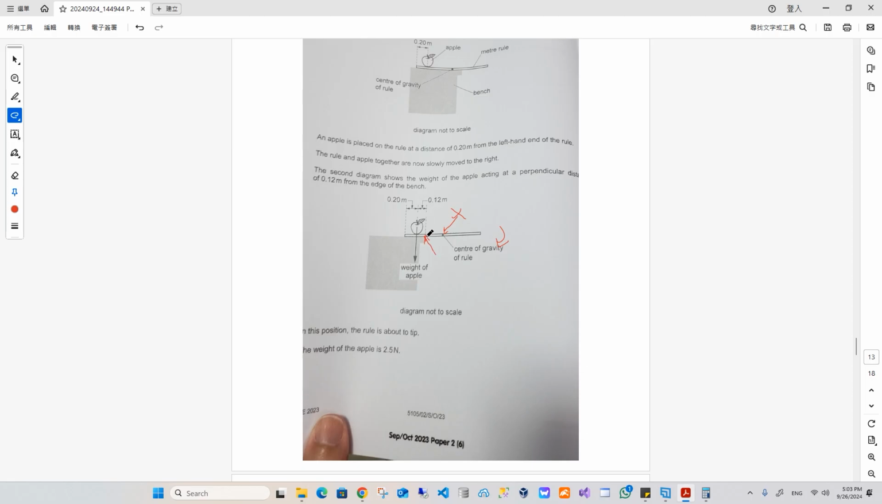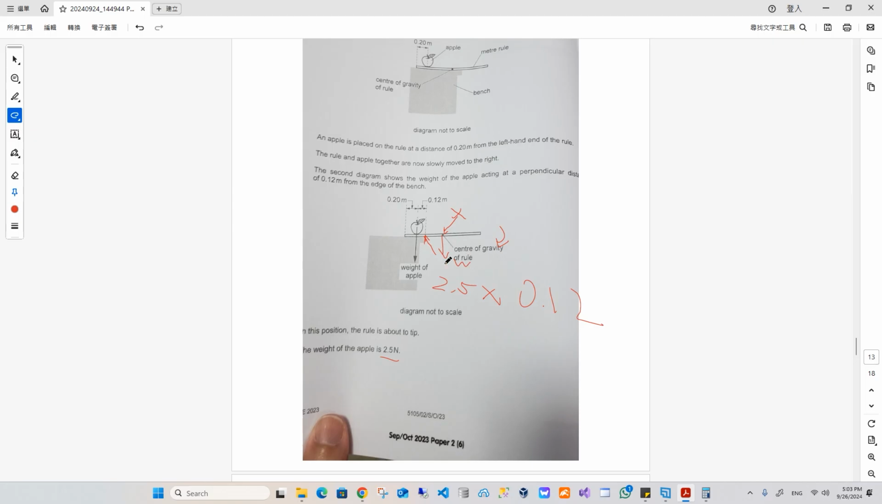The anti-clockwise moment is the apple's moment: 2.5 Newton at a distance of 0.12 meters. This is the point of the pivot. The weight that is going to counter this and make it topple over is the weight of the ruler.